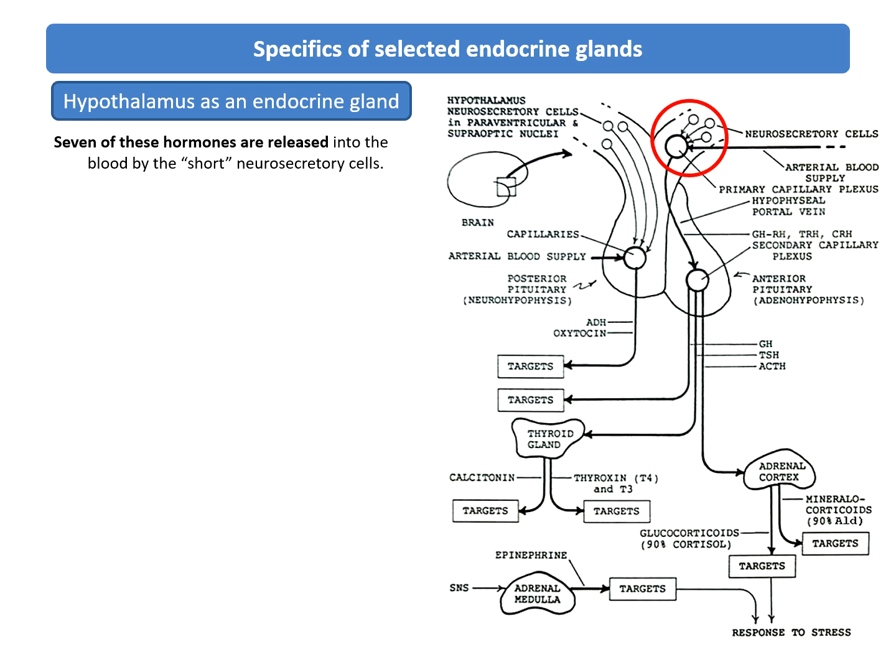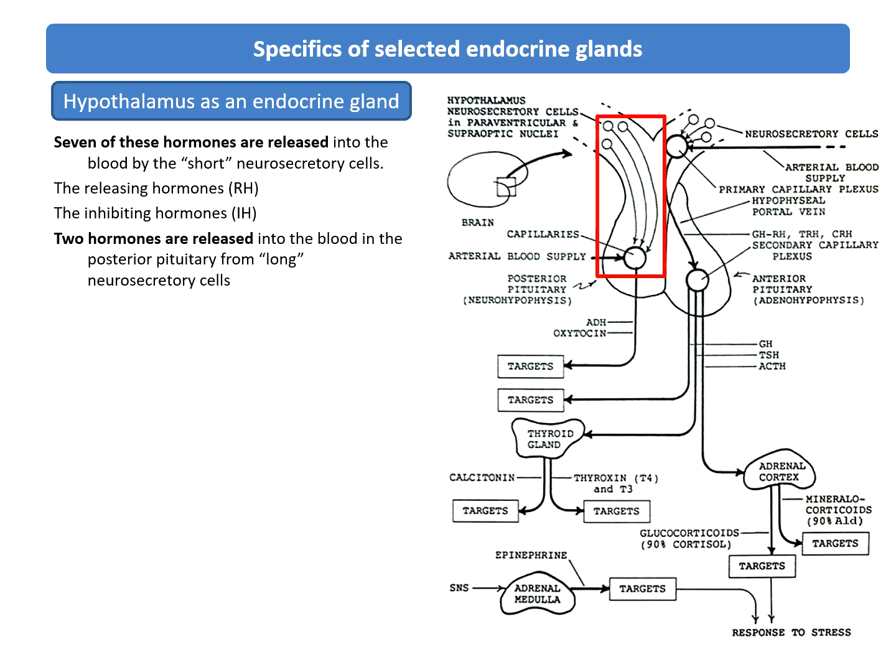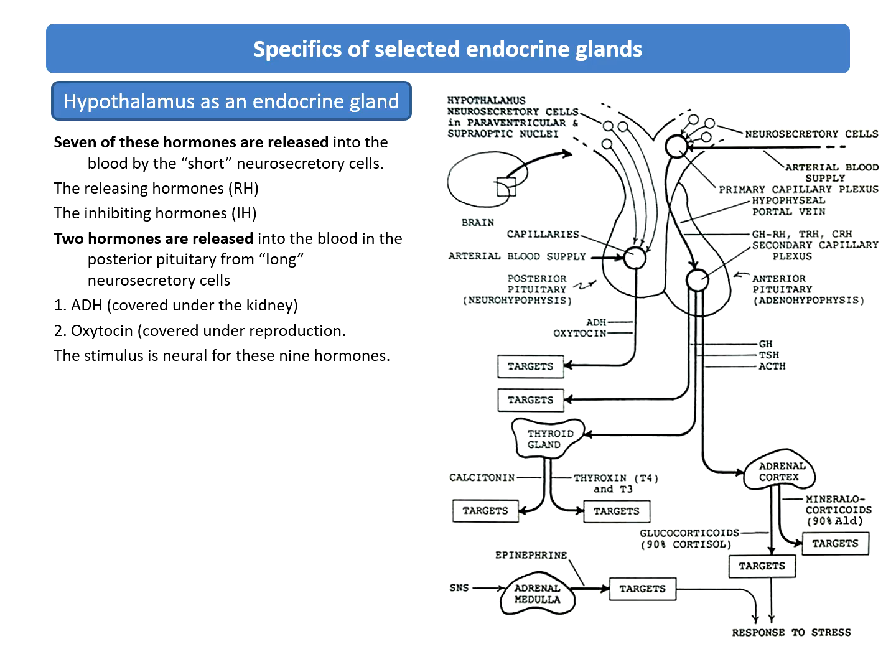Seven of these hormones are released into the blood by the short neurosecretory cells, the releasing hormones and the inhibiting hormones being the examples. Two hormones are released into the blood in the posterior pituitary from the long neurosecretory cells, ADH and oxytocin, both to be covered at a later time. The stimulus for these hormones is a neural stimulus.